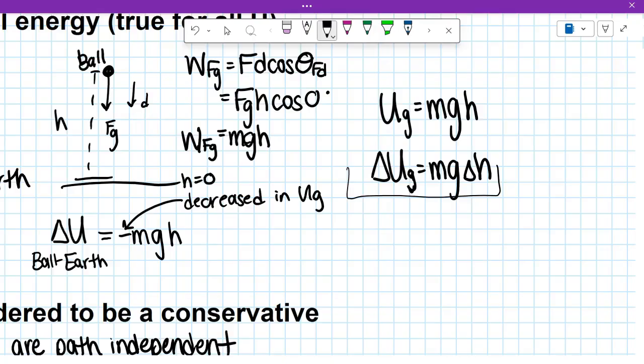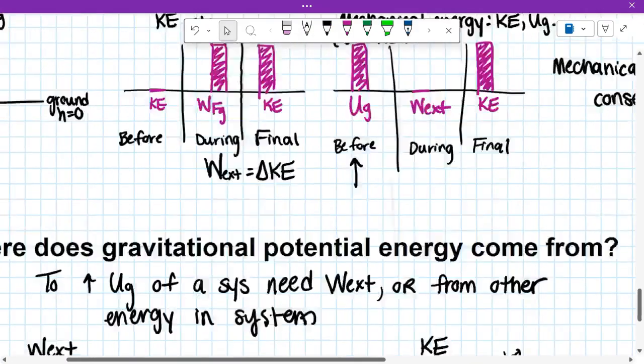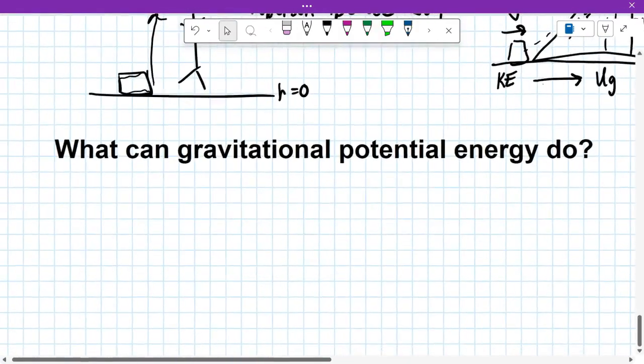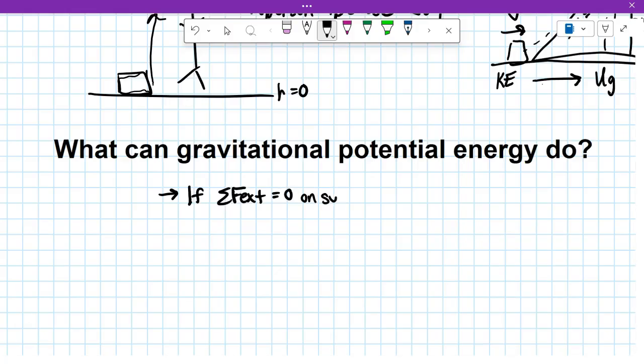So really, what do we do with that potential energy? Here's what we're going to do with that potential energy. We're going to do some energy conservation. Okay. So if the net external force is 0 on our system, our likely object Earth system, then that means the work done by any external forces is 0.